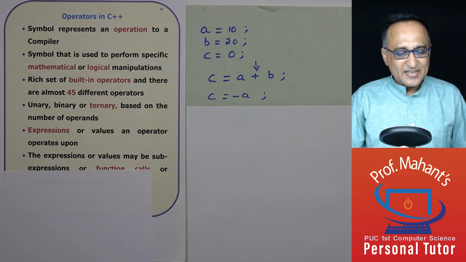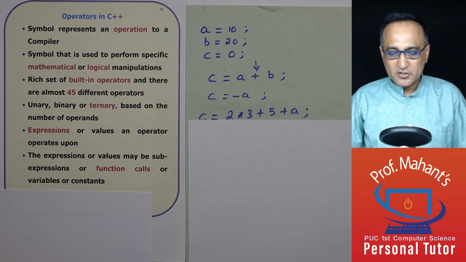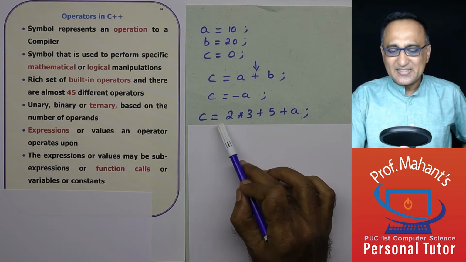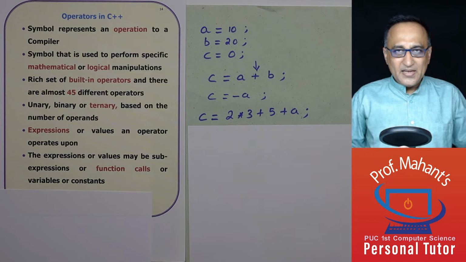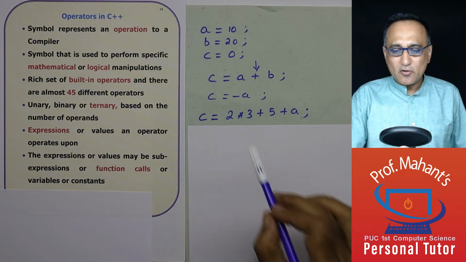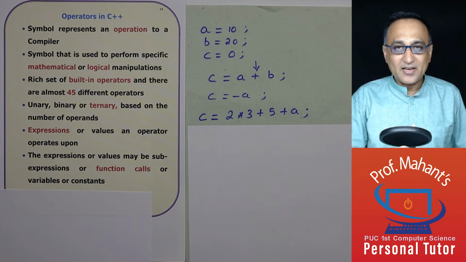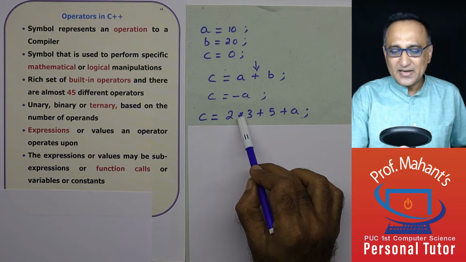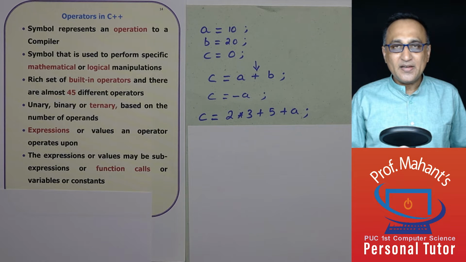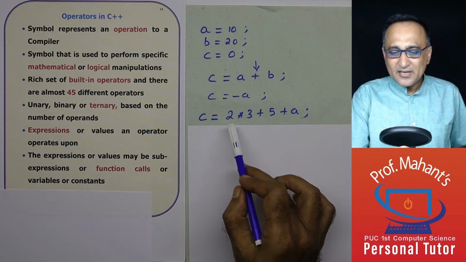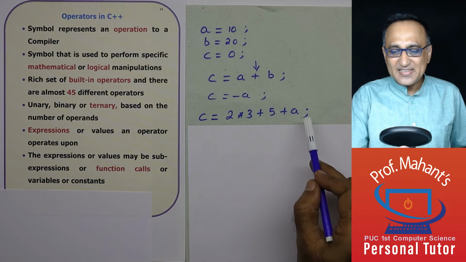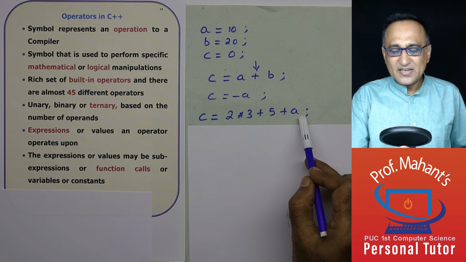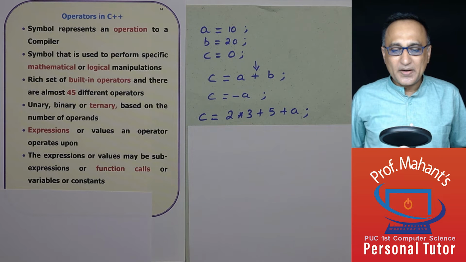So let us understand what we mean by expressions. Suppose I write something like this. C is equal to 2 into 3 plus 5 plus A. An expression is a combination of operands, 2, 3, 5, A, and operators like multiplication, addition and so on, the evaluation or the solving of which leads to a single value. If I solve this, it is 2 into 3, 6. 6 plus 5 is 11. 11 plus A, which is 10, so 11 plus 10 is 21. So C is equal to 21.